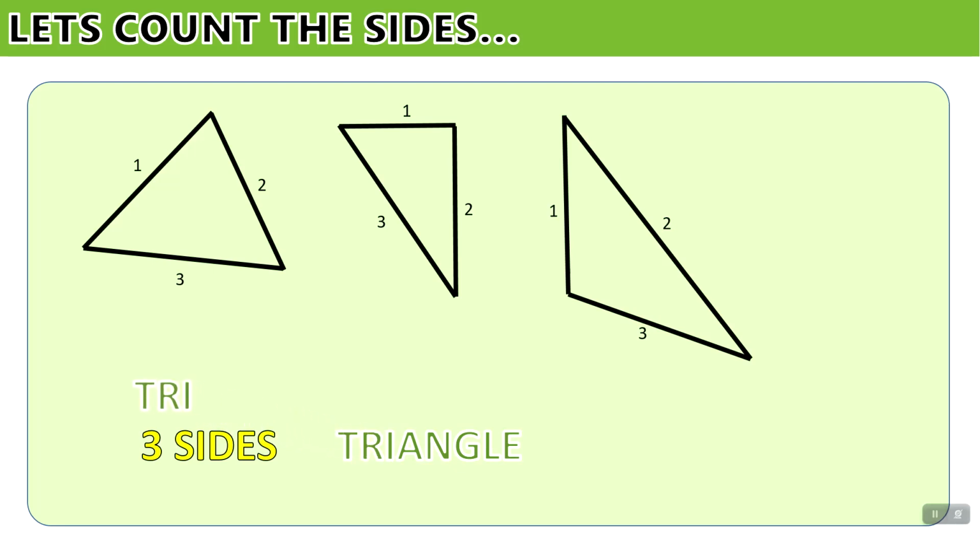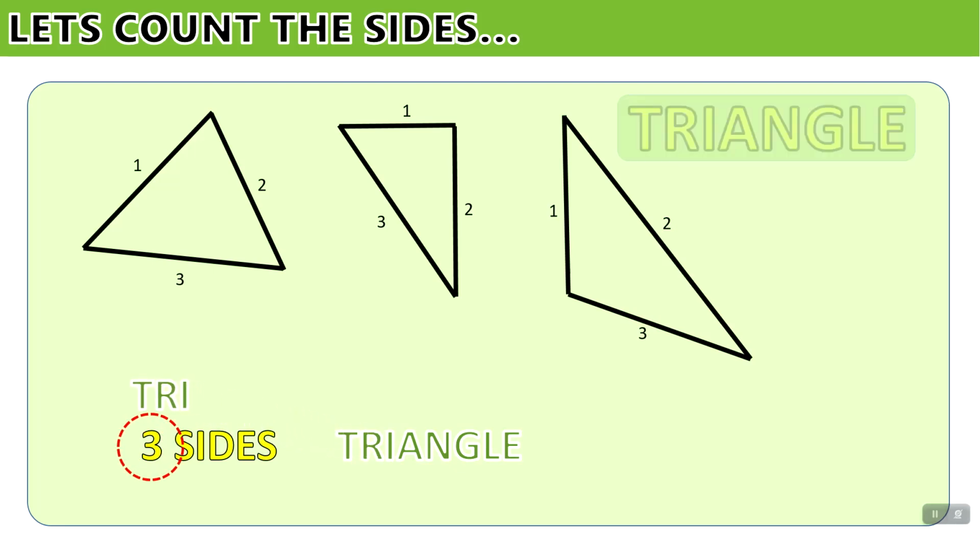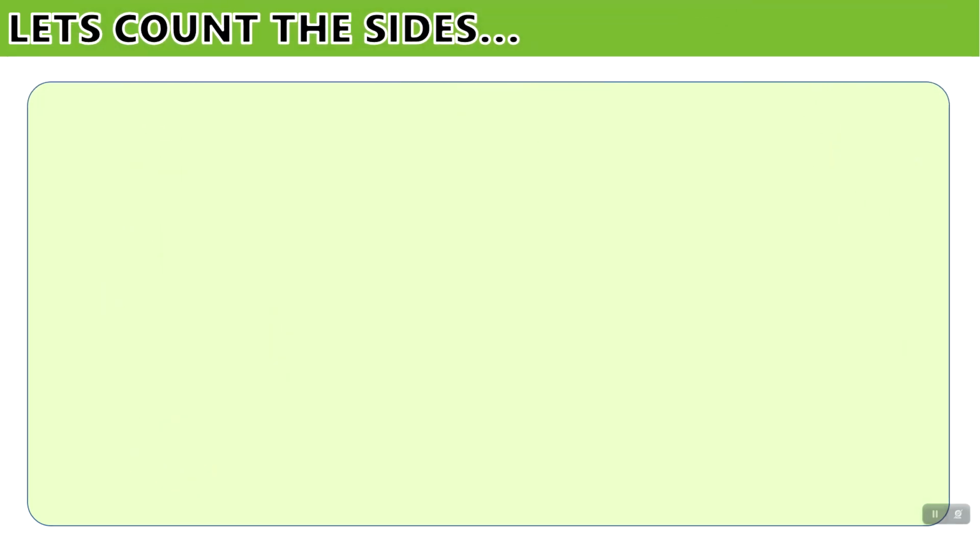The prefix tri means 3. And so all of these are triangles. As long as a shape has 3 sides, it is known as a triangle.